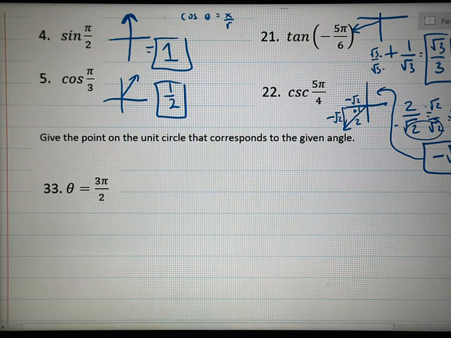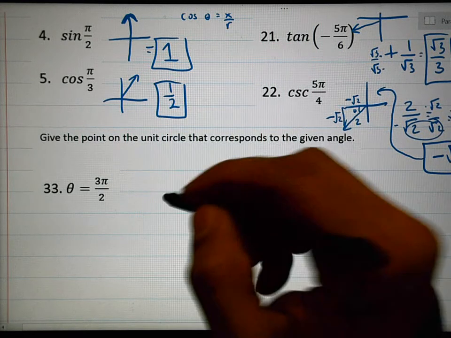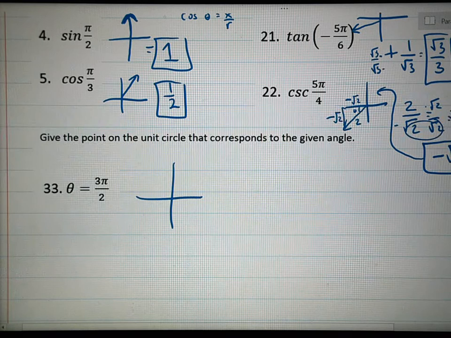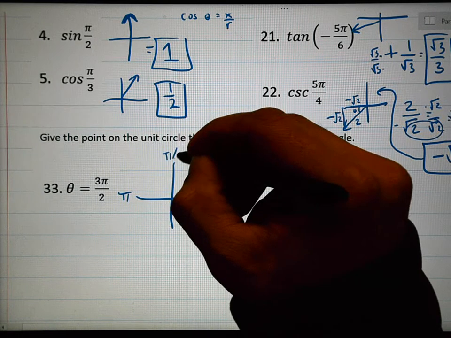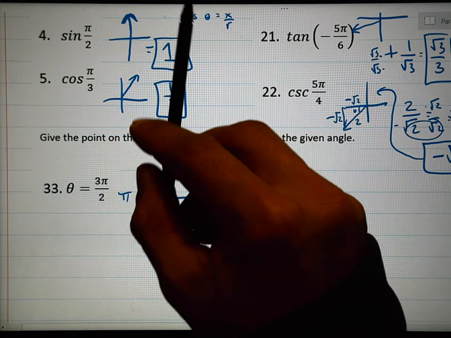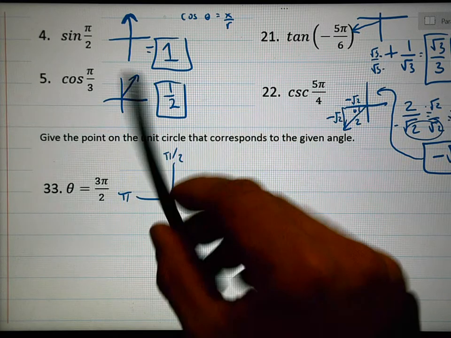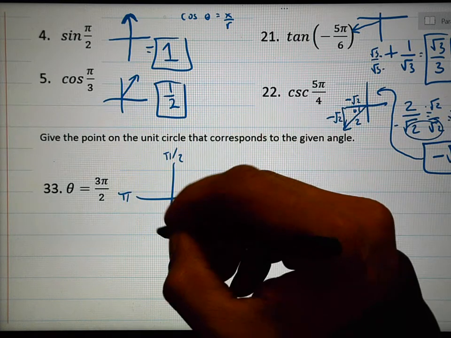Give the point on the unit circle that corresponds to the given angle. They're asking for the x and the y coordinates at 3 pi over 2. I hope you know where that is. If this is pi and this is half of pi, you can think of it like this. This is 1 pi over 2. This is 2 pi over 2. And then 3 pi over 2 would be straight down.